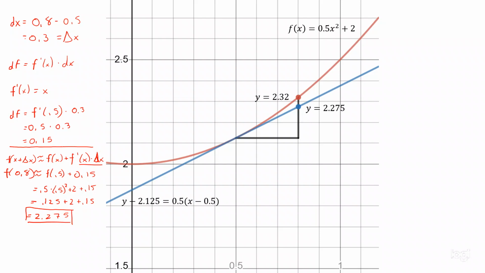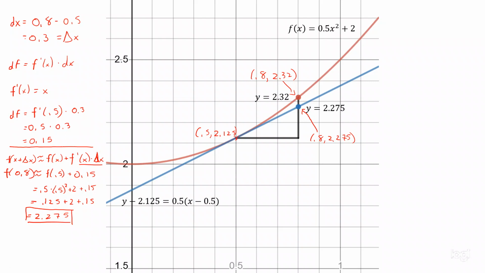Now, if we look over here at our graph, we can see what's going on. So we're starting here. This is our point 1/2, 2.125. This point in red is the actual value, 0.8 and 2.32. This point in blue is our approximate value, 0.8, 2.275. And what's going on is we're approximating the function, the red line, with this blue line, and the blue line has the same slope at the point 1/2, 2.125.